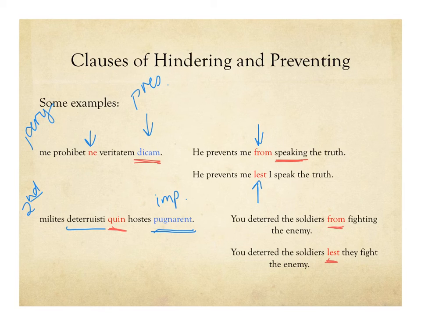So in either case, you can use from plus an ing, or you can use this word lest, and then you can just translate the verb normally with subject and verb. And that's it. And again, these aren't really confusing or hard to identify because you're always going to have a verb like obsto, deterreo, prohibeo, right? Prevent, deter, impede, something like that that's going to make it crystal clear what kind of clause is coming up.